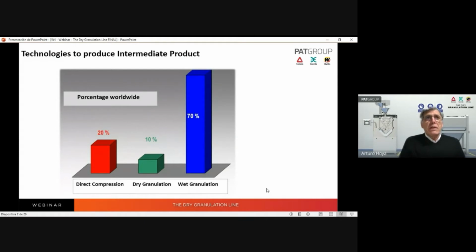Well, when we look at a survey about the main technologies used around the world, we see these figures: direct compression 20%, wet granulation 70%, and dry granulation more or less 10%. Some countries higher, some countries lower, but this is more or less the distribution of these three main methodologies.